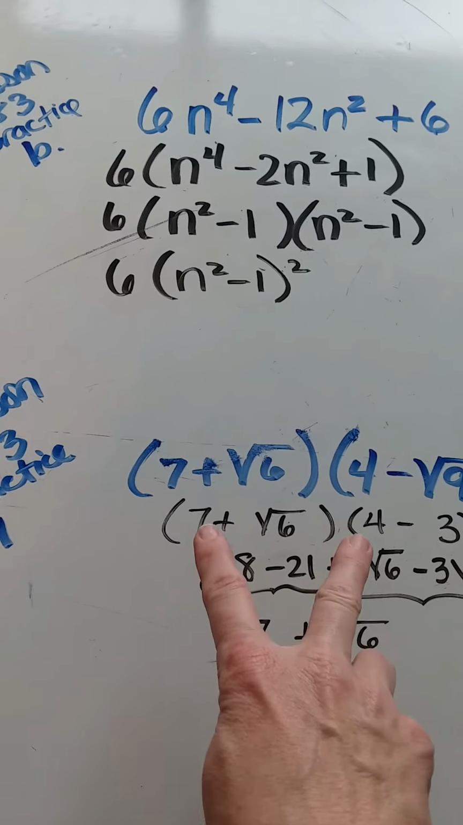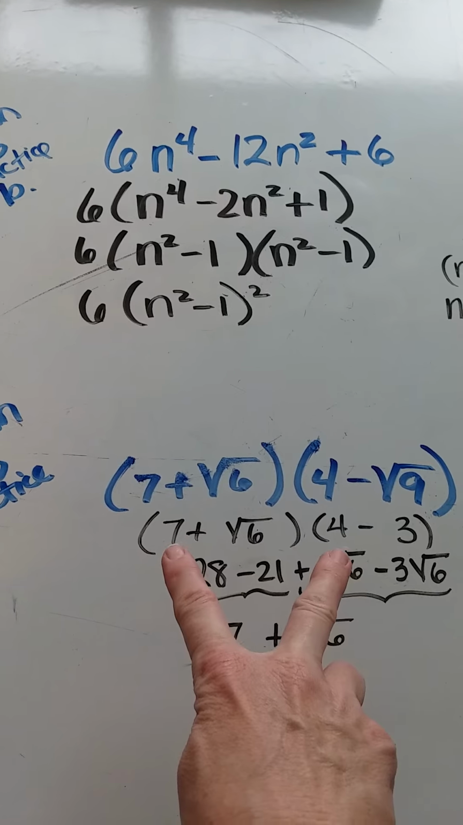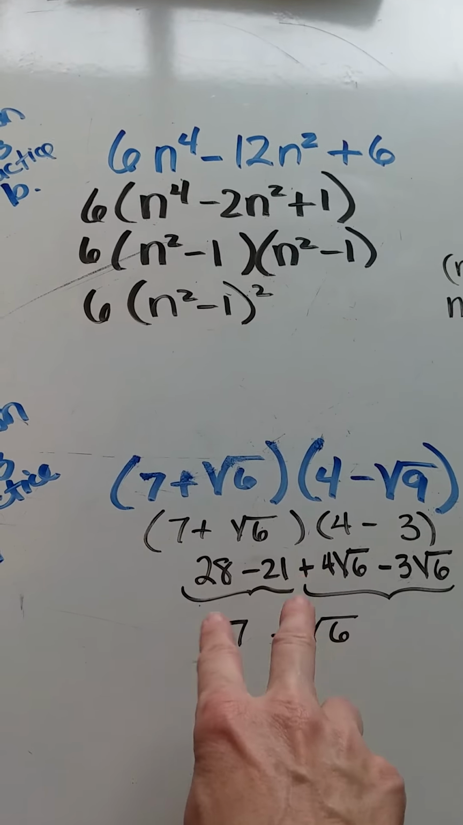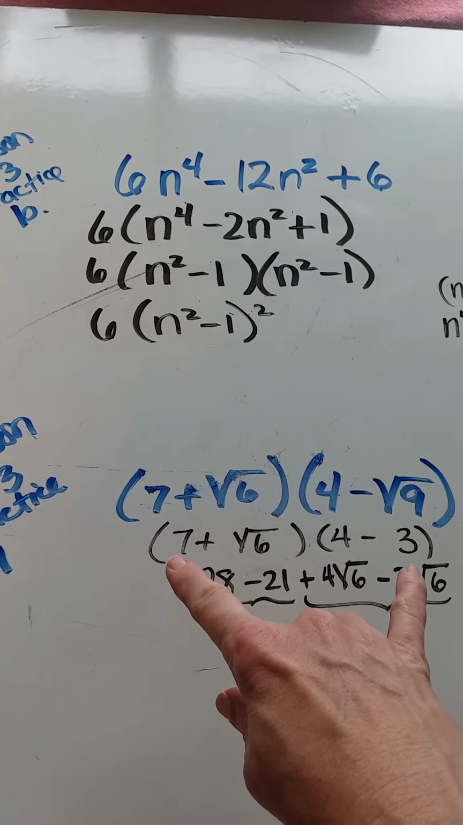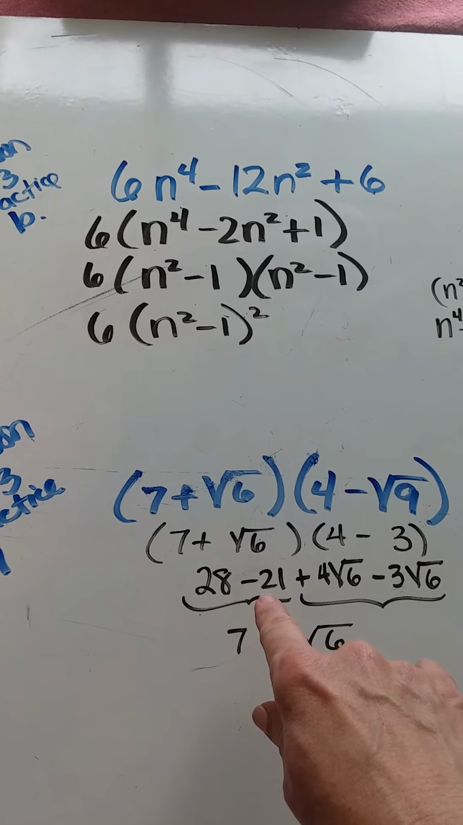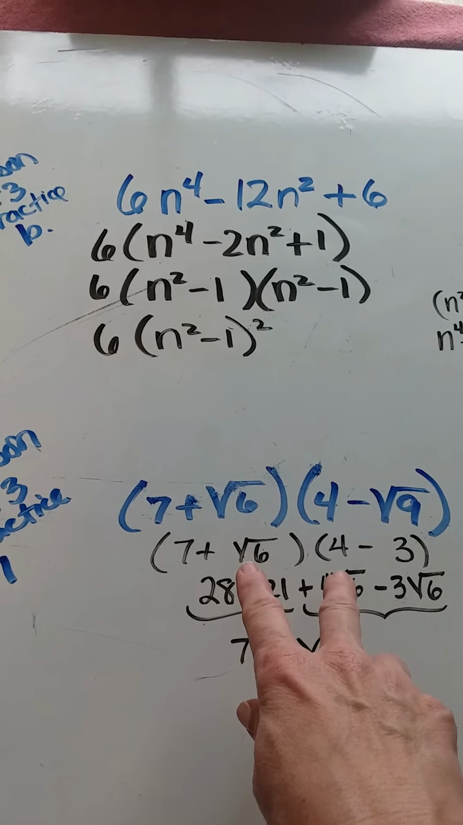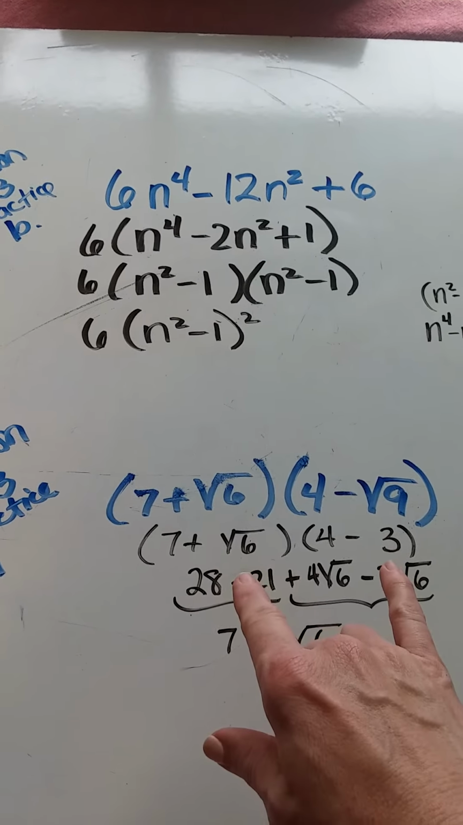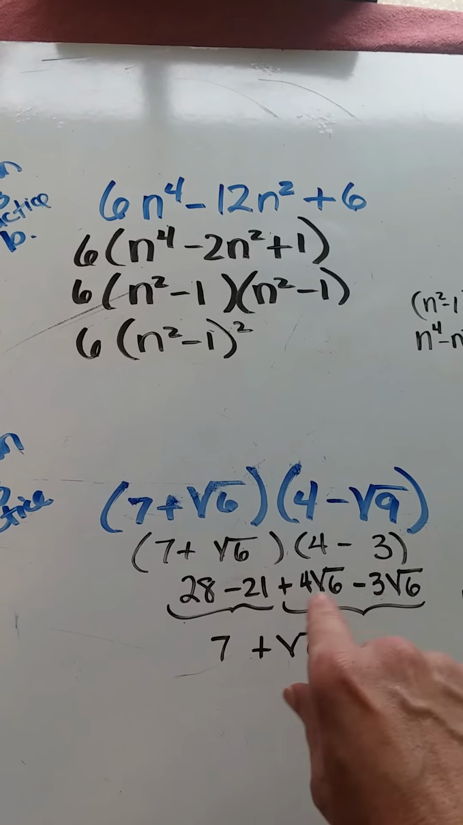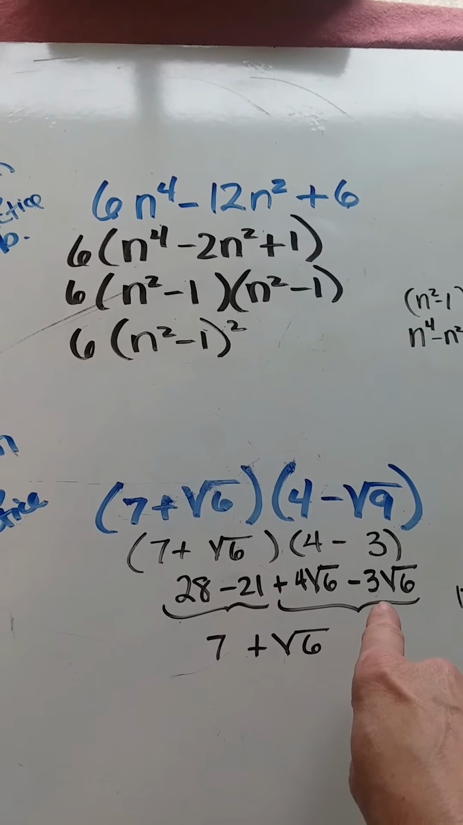So let's do that. So we do firsts. And the first is 7 times 4, that's 28. And then the outer, this is negative 3 times 7, that's going to be negative 21. And then the inner, which is going to be 4 times radical 6, that's why we have 4 radical 6. And then the last, negative 3 times radical 6 is going to be negative 3 radical 6.